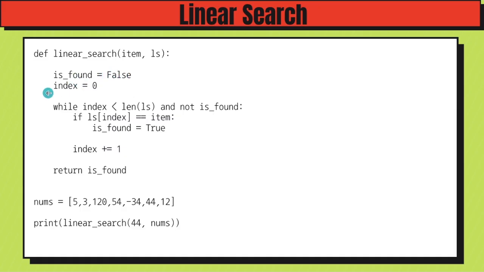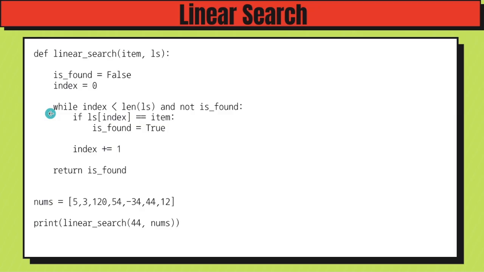We then have another variable called index, which is set to 0. We know that the items within a list have indexes, and the first item starts from 0, second one is 1, and so on. We set the index to 0 because we want to start the search from the beginning of the list.